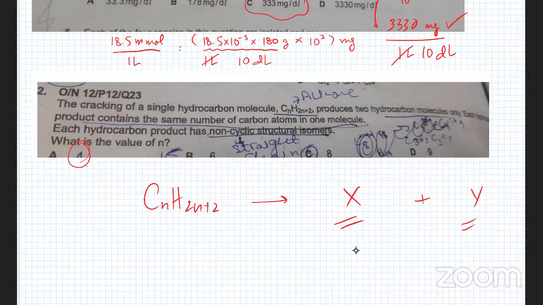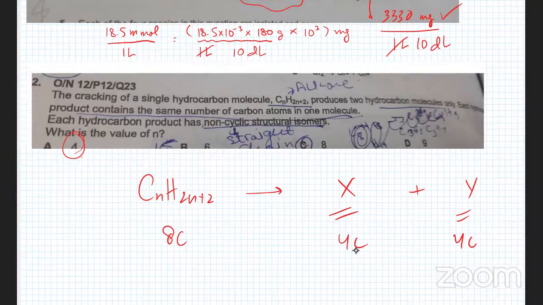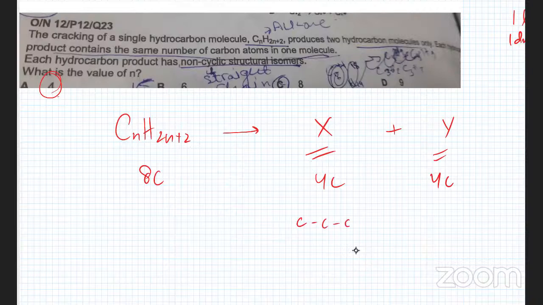So the answer is going to be 8. Because if you have 8 carbon atoms, 4 carbon atoms and 4 carbon atoms, now you can have isomers. You can either have all 4 of them in a straight chain, or you can have 4 of them in a branched chain. So the answer for this one is 8. Is that clear?